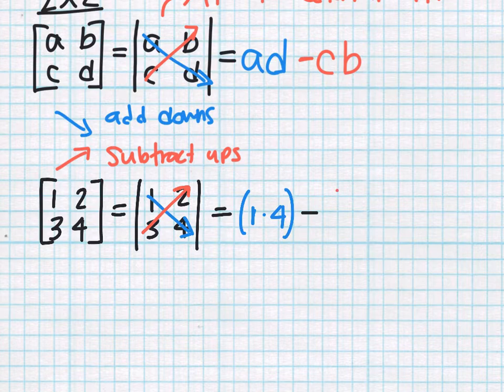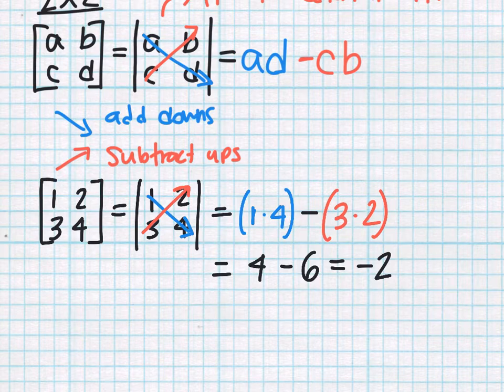So that's 3 times 2. And order does matter. Which one you subtract and which one you add will change your answer. So make sure we keep it the same direction. So then 1 times 4 is 4, and then 3 times 2 is 6. So the determinant of this matrix is -2.